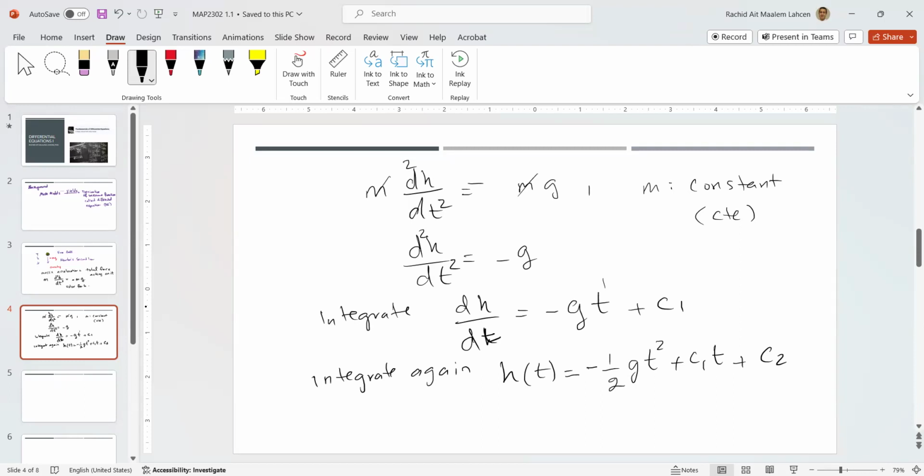Now you can see this equation that you've seen all the way from algebra. And these constants here are going to be decided by initial values, and we will see these in the examples. For example, initial position and initial velocity will give you these.